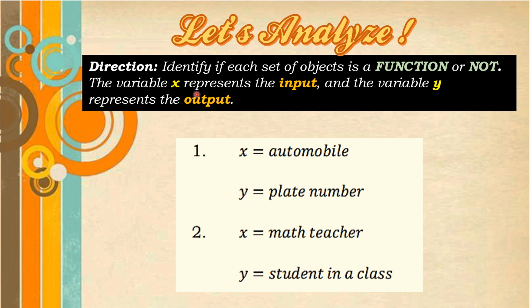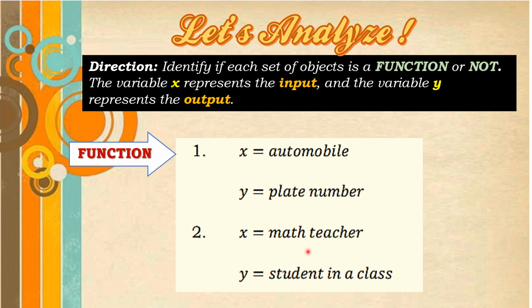Now, this time let's analyze. Here is the direction: identify if each set of objects is a function or not. The variable x represents the input and variable y represents the output. For number 1, we have automobile corresponding to plate number. As you can see, every automobile is matched to only one plate number. This is one-to-one correspondence, therefore, it's a function.